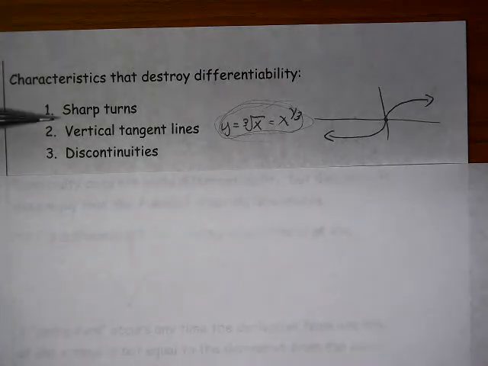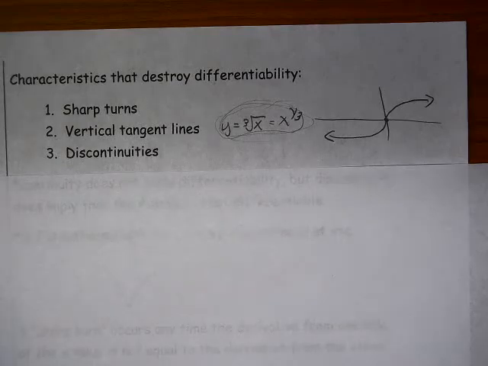The other one that we come across is a sharp turn. Sharp turns come up now and again. Frequently they come up when there is some sort of a piecewise function, or oftentimes a square root or an absolute value gives us sharp turns occasionally.